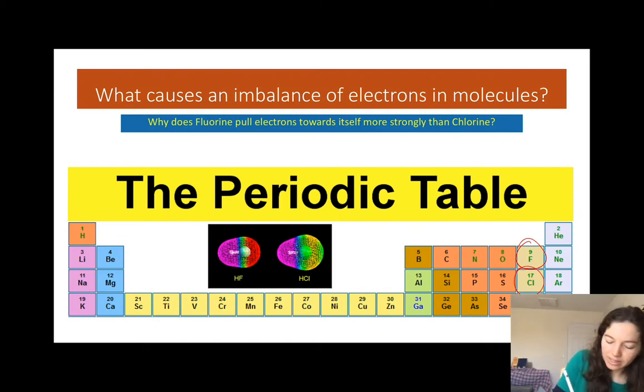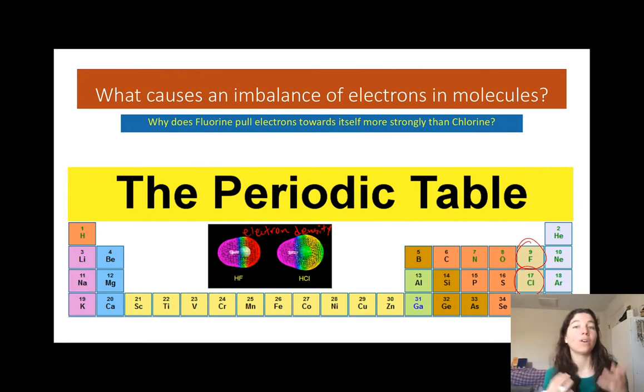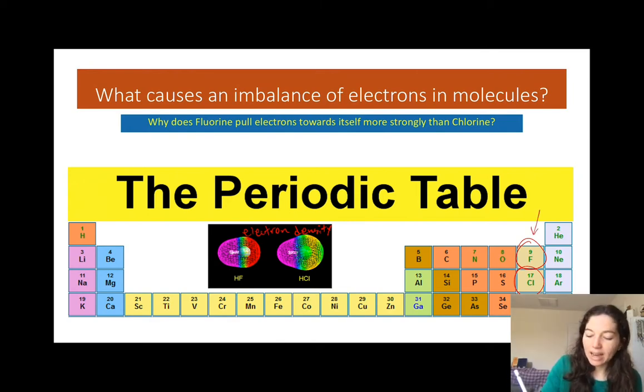This is an electron density map here. You can see that the electrons around the fluorine are red, so the density is more compact around the fluorine, it's tighter, whereas around the chlorine it's a lot looser and it's yellow, so it's not as dense. So this one here has a higher electronegativity, it pulls more strongly. So why does fluorine pull electrons towards itself more strongly than chlorine?